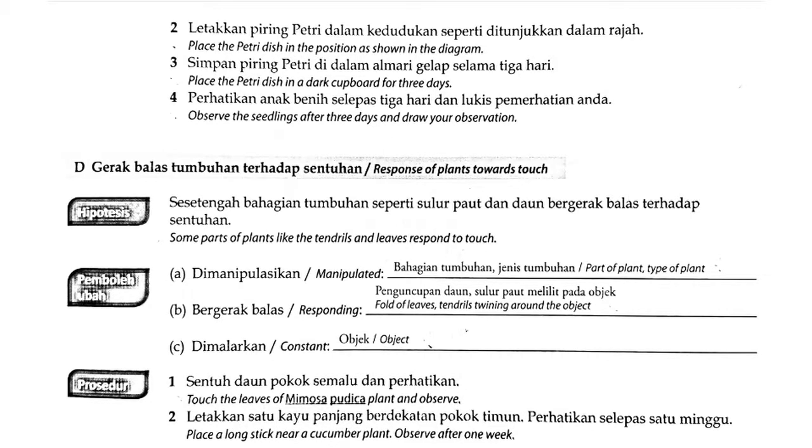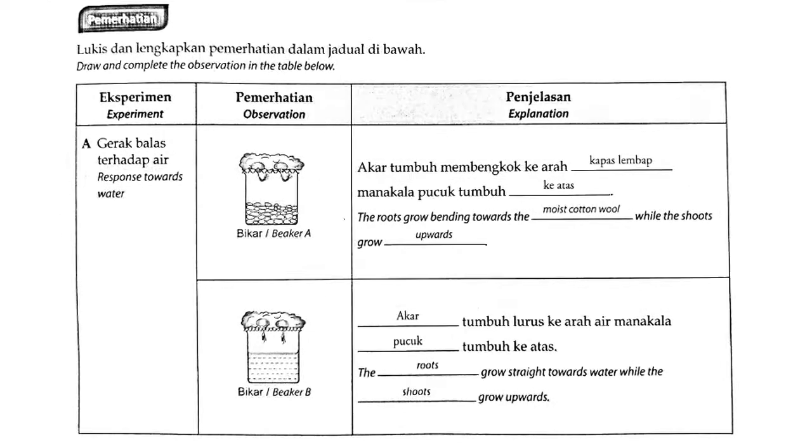D. Response of plants towards touch. Hypothesis: some parts of plants like the tendrils and leaves respond to touch. Variables: A. Manipulated, part of plant, type of plant. B. Responding, fold of leaves, tendrils twining around the object. C. Constant, object. Procedure: touch the leaves of mimosa pudica plant and observe. Place a long stick near a cucumber plant. Observe after 1 week.